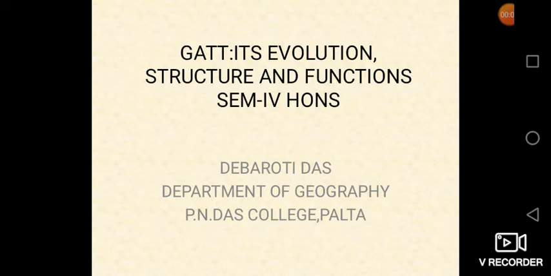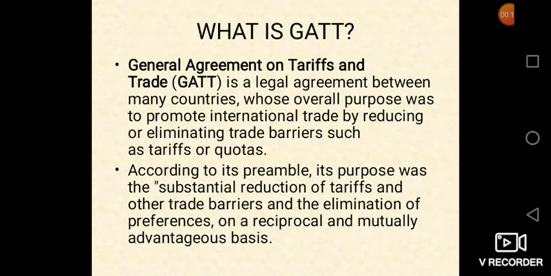Today I'll be discussing GATT, its evolution, structure and functions, Semester 4 Honors. Now, what is GATT? It is the General Agreement on Tariff and Trade.